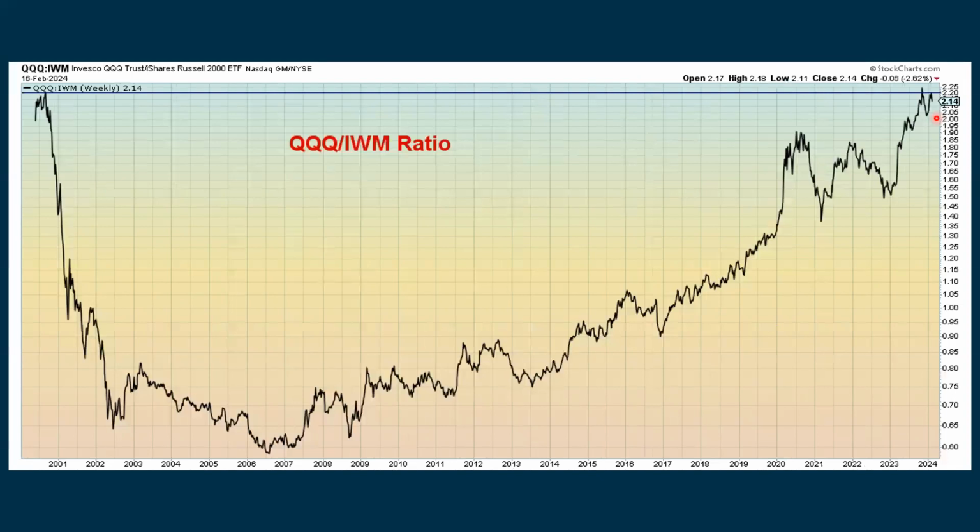Here's another similar study with the QQQs, which is the NASDAQ 100, and comparing it to the IWM, which is the Russell 2000 small caps. We're also coming off of a recent high reading here. Again, you could say, end of the world, baby.